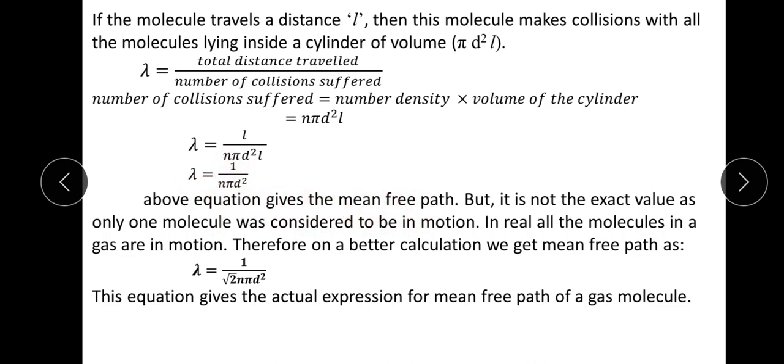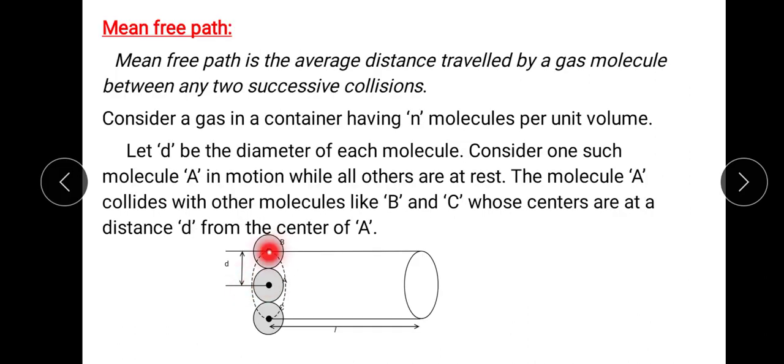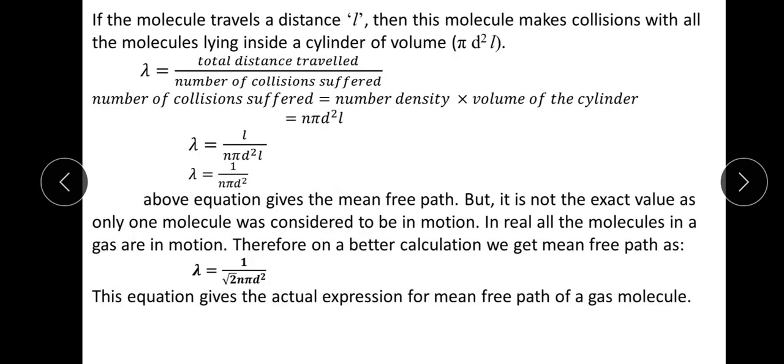This gives the equation for the mean free path, but this value is not exact, as we have considered only this molecule to be moving and the other two molecules not moving. Practically, all the molecules are in motion. So we correct this equation by taking root 2 in the denominator. We get lambda equal to 1 divided by root 2 n pi d square. This gives the equation of the mean free path.